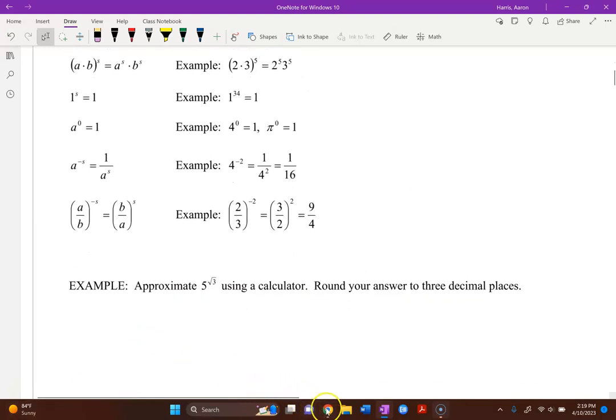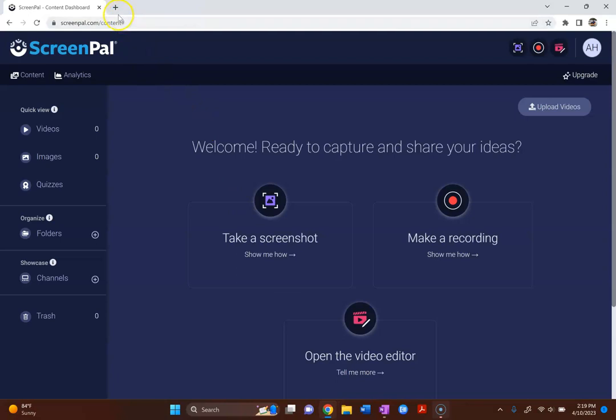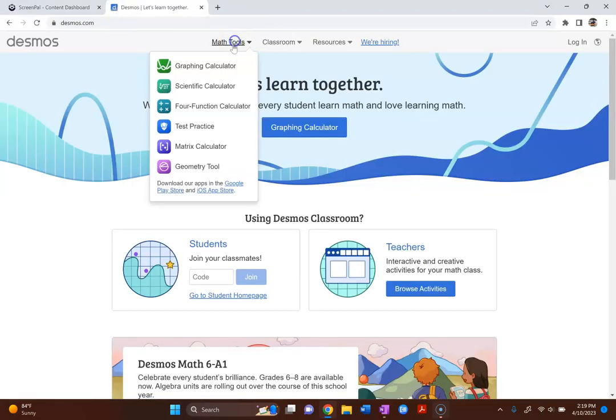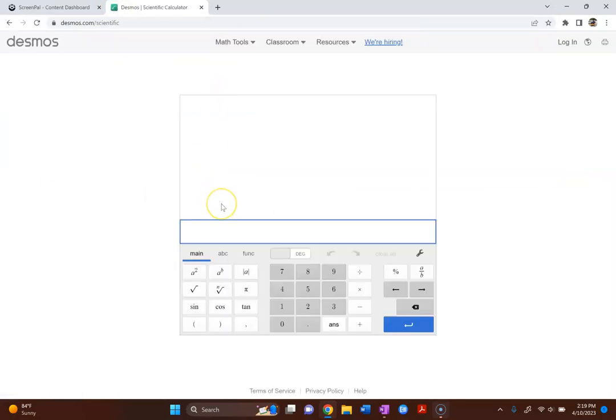So let's go ahead and pull up Desmos scientific calculator. And we're going to go 5, and I'm going to go caret, so that's shift 6, or you can use the a to the b button there. And then I'm going to go square root of 3, or you can use that square root right there. Enter. So we got 16.2425082. And we're going to round that to 3 decimal places.